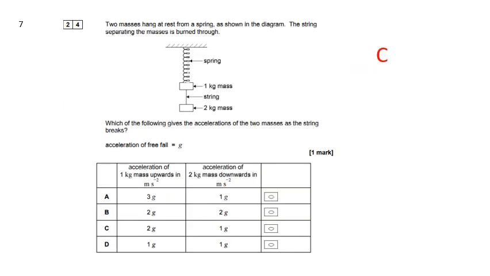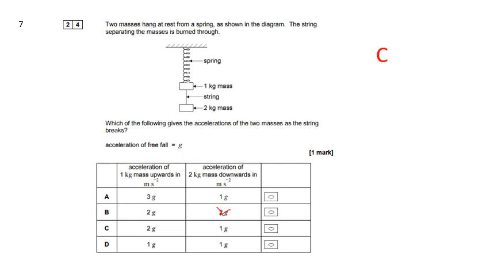This is a tricky one. Before and after you cut the string. Well, one thing is, when you cut the string, the 2 kilogram mass is just going to fall due to gravity. So B bites the dust straight away. It's not going to fall with an acceleration of 2g. So it's A, C, or D.